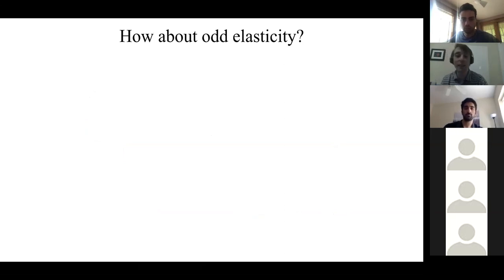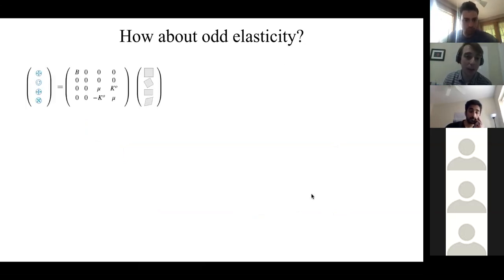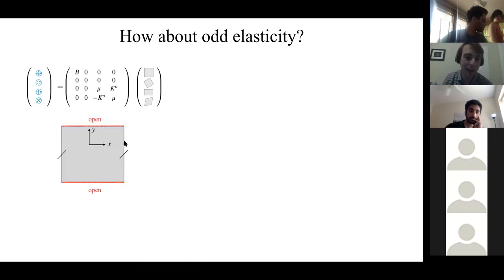so it's not as clear what will happen with the boundary. So let's check it out. So if we took something that looks like this matrix, which I introduced earlier, I set the A to 0 just to keep things simple. And I'm going to consider a cylinder, so open boundaries at the top and bottom and periodic on the left and right.